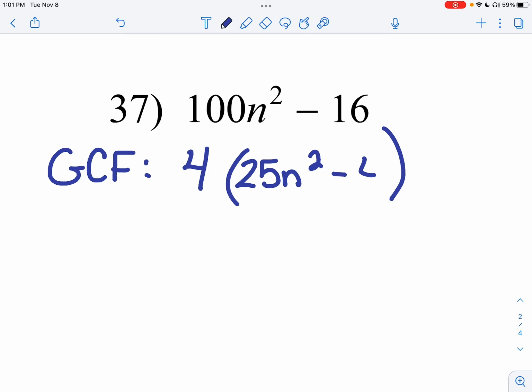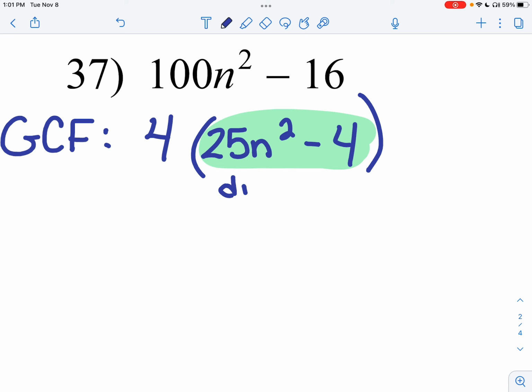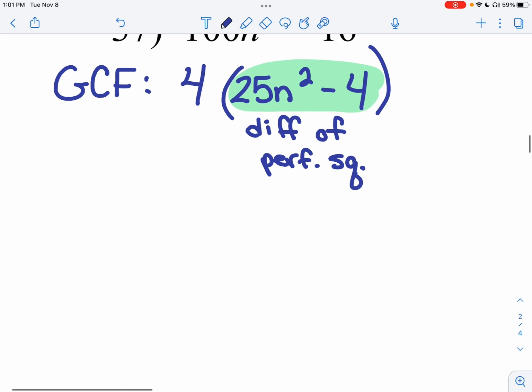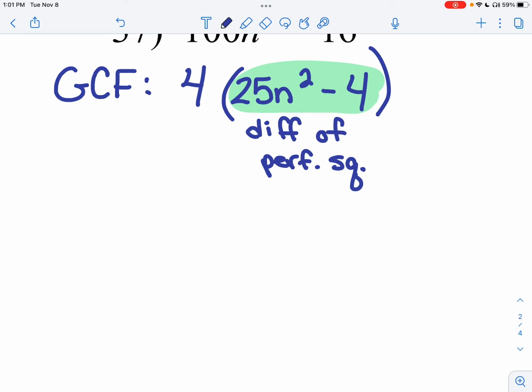25n squared, take away 4. Now I don't care if you use the boxing method or the grouping method. At this point, I do need you to be able to see the shortcut. This is called the difference of perfect squares. Now you learned this in Algebra 1, but it's also quickly forgotten. However, this is something that you need to be able to do moving on to any other math class, is noticing the difference of perfect squares. Difference meaning subtraction and perfect squares meaning, well, perfect squares.